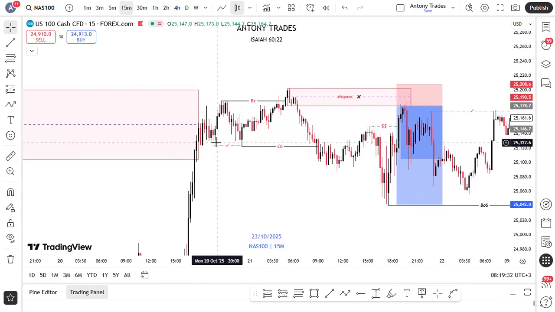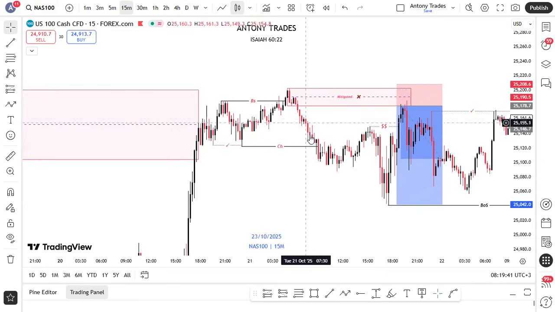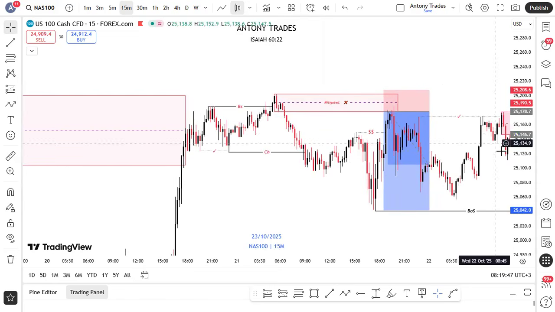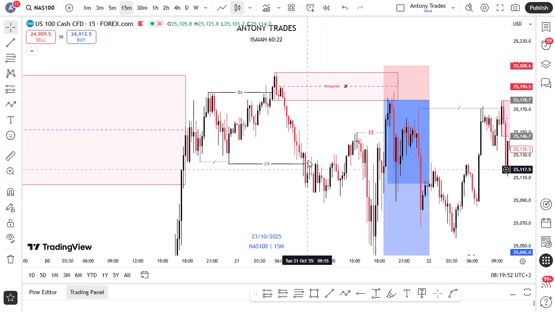So we have a pullback here. Market swept this low, then pushed to the upside. So I knew very well this low is a strong low. So I was waiting for the market to violate this low. Then from here, I'll start looking for what? For setups.